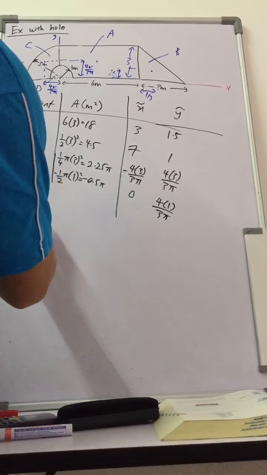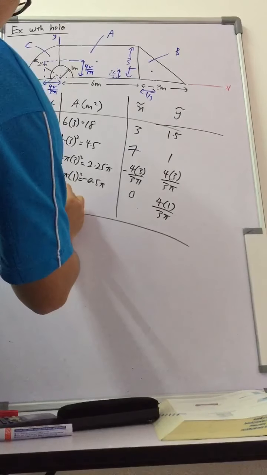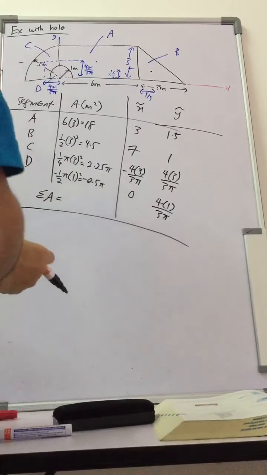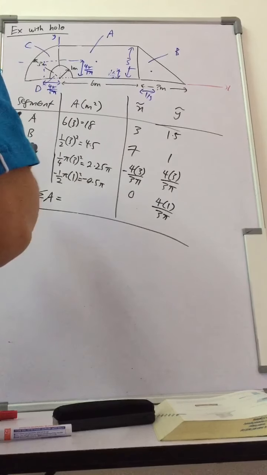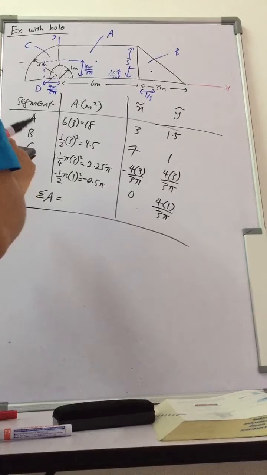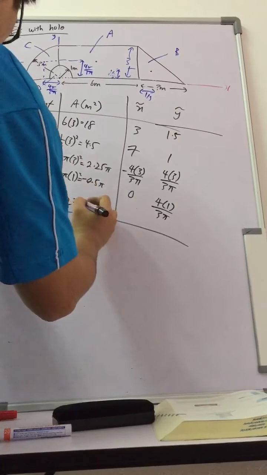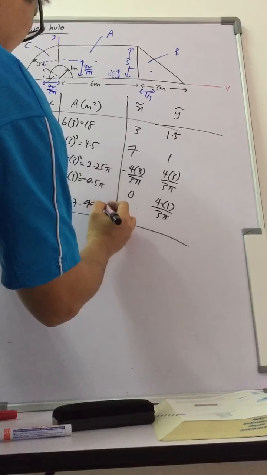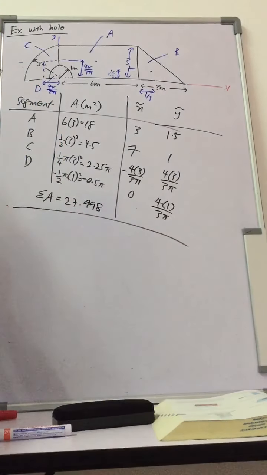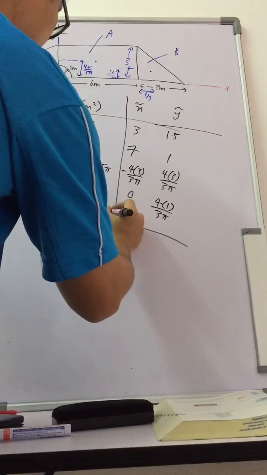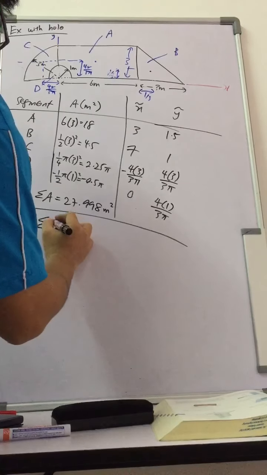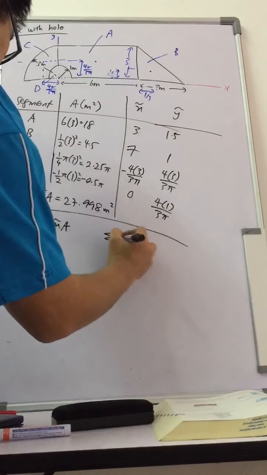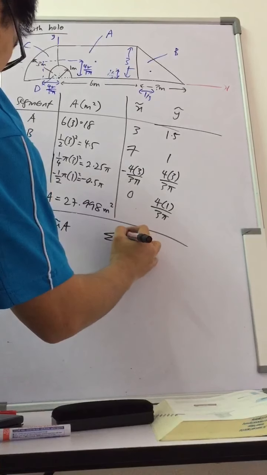Okay, so we go to the summation of A. Let's do the summation of A first. 18 plus 4.5 plus 2.25π, sorry, minus 0.5π. So you got 27.998, for instance. 27.998 meters squared. So let's have the next table, summation of x tilde A and summation of y tilde A.